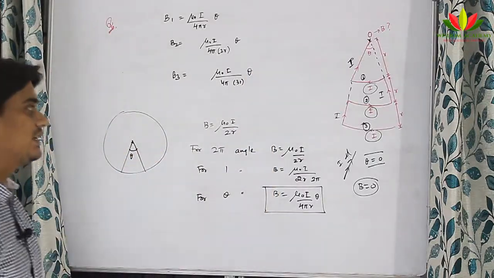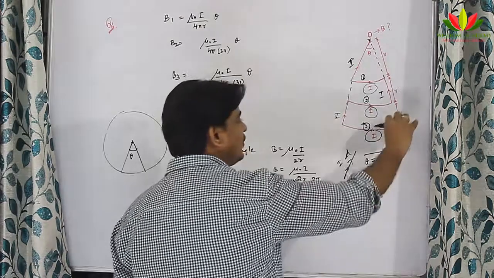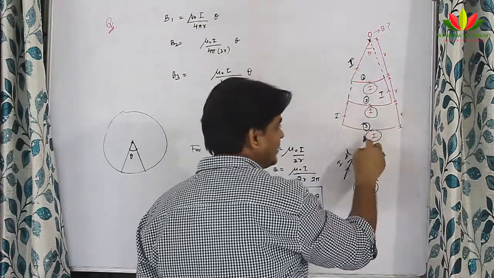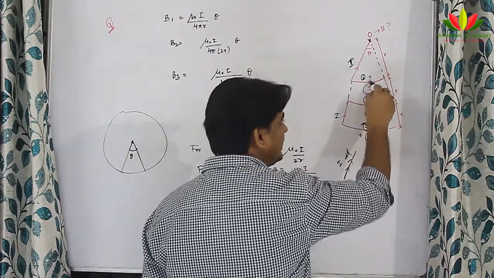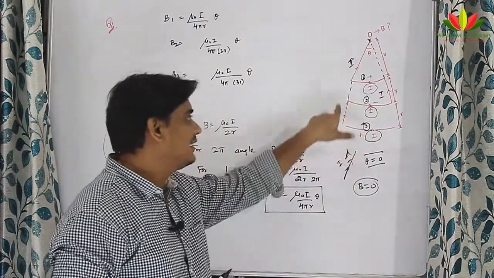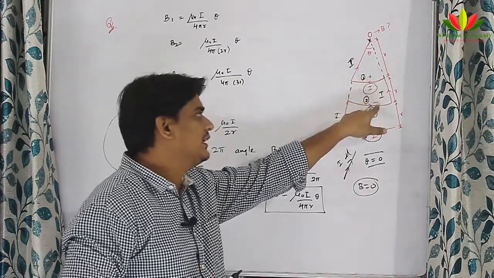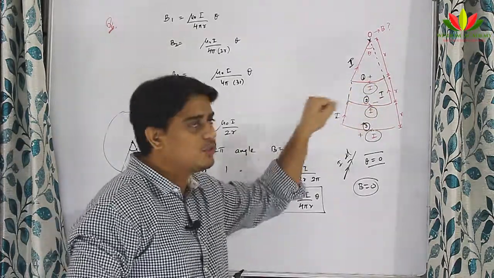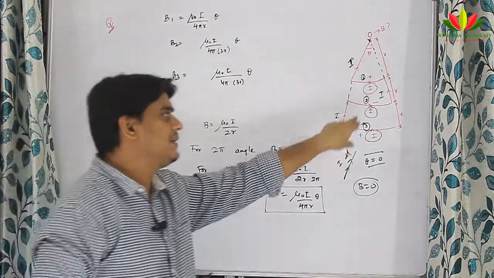Now, one thing you have to consider here is the direction. If we take this as positive, then this will be positive and this will become negative, isn't it? So the magnetic field produced due to this wire, if you take it as positive, then this will be taken as negative because the direction of current is opposite, or vice versa: if you take this as negative, this will be taken as positive.